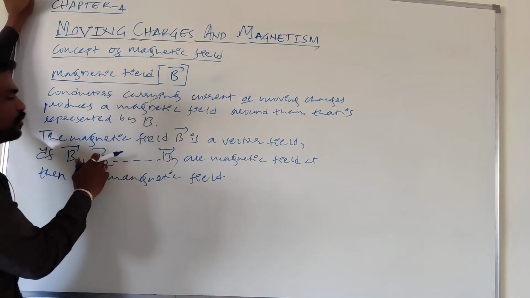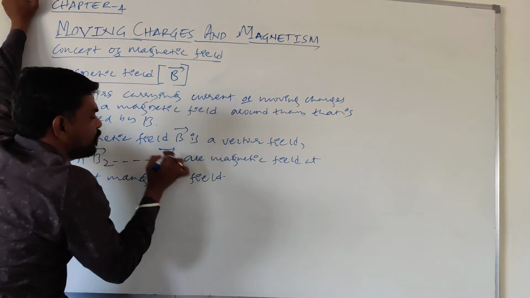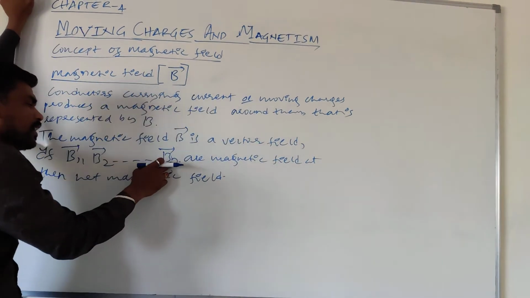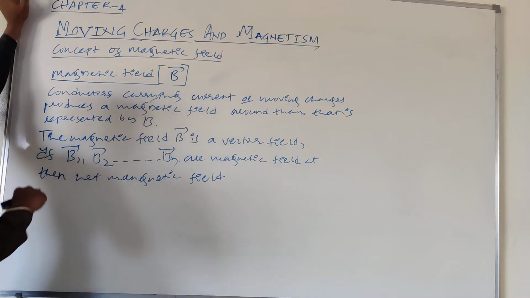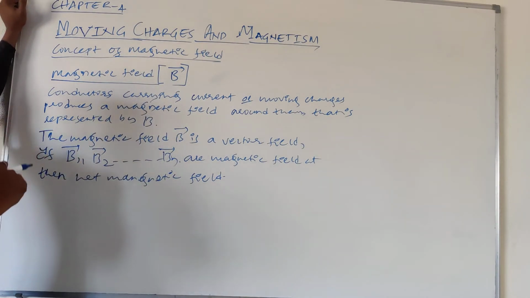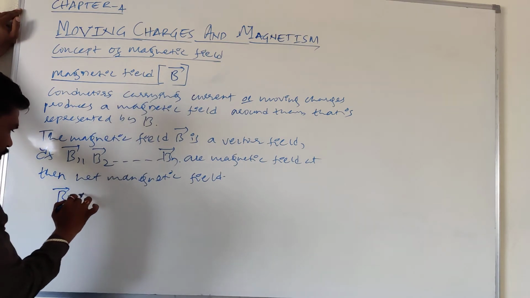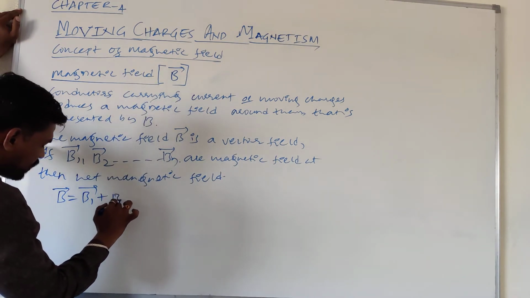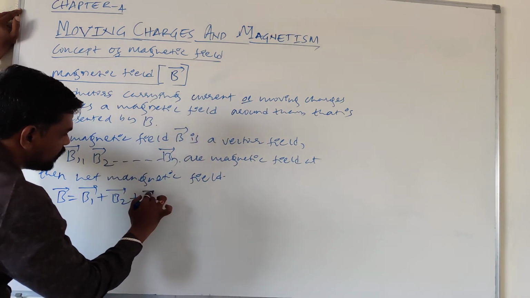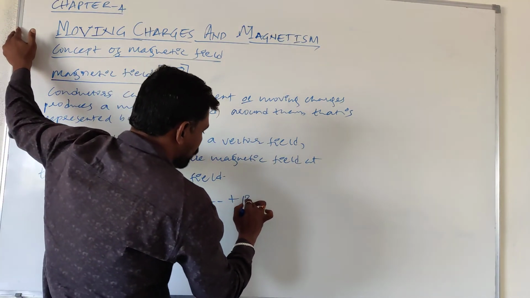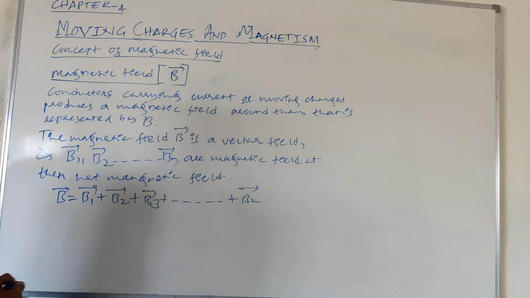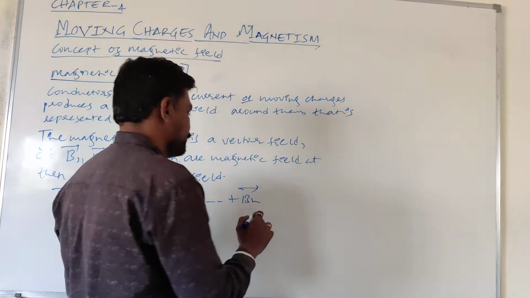I have considered B1, B2, B3, B4 up to Bn. All of these are magnetic fields, right? So what can we say the net magnetic field is? The net magnetic field, the B vector, is equal to B1 plus B2 plus B3 plus and so on up to Bn. Right, so here for a current carrying conductor.